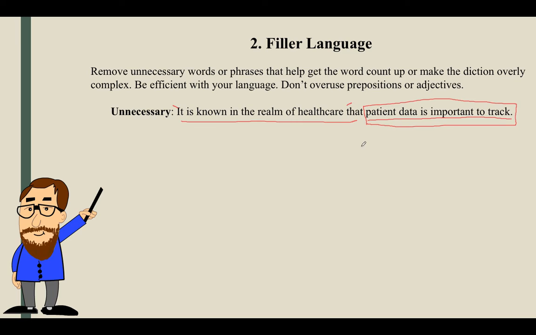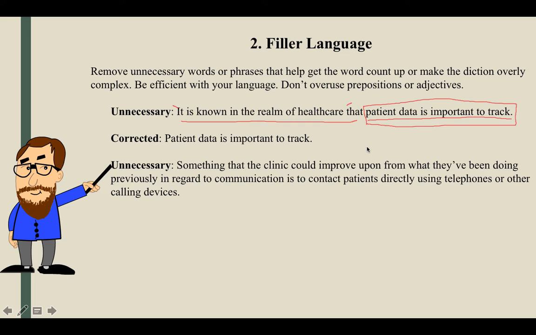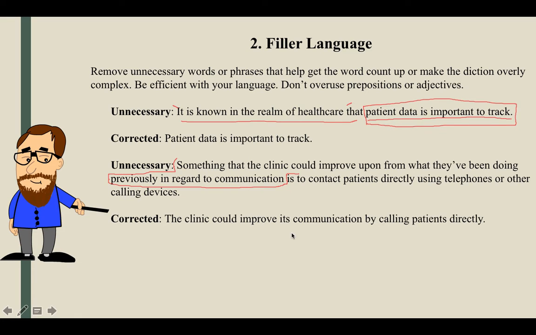of the sentence. Similarly, in the next sentence, we see that it is overcomplicated by use of prepositions and prepositional phrases. A phrase like something that the clinic could improve upon from which they've been doing previously in regard to communication could easily be replaced by something as simple as the clinic could improve its communication by, and then the idea of calling patients directly.